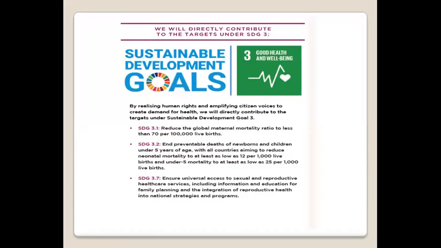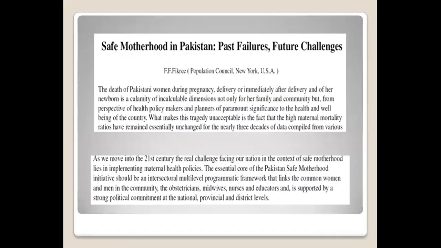And there is also SDG 3, the Sustainable Development Goal which deals with good health and well-being. There are indicators to reduce the global maternal mortality ratio to less than 70 per 100,000 live births. SDG 3.2 also addresses preventable deaths of newborns and children under 5 years of age. And SDG 3.7 ensures universal access to sexual and reproductive healthcare services.